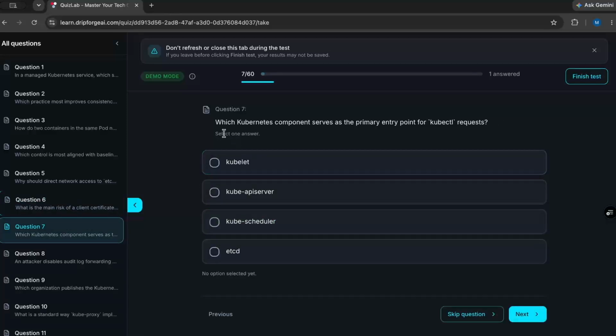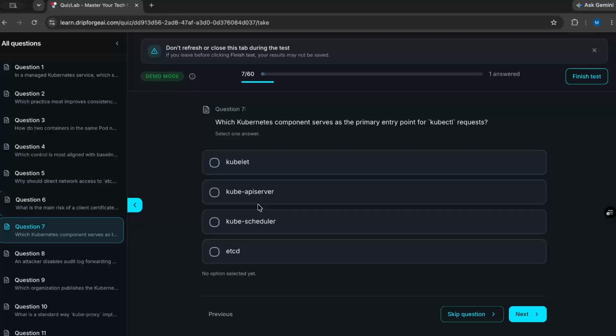That brings us to question number 7, which is, which Kubernetes component serves as the primary entry point for kubectl requests? If you know the answer, you might have chosen it already, but let's say we don't know, so we will go through one by one again. The first choice is kubelet. Kubelet is one of the components, but it doesn't serve as the primary entry point for kubectl.